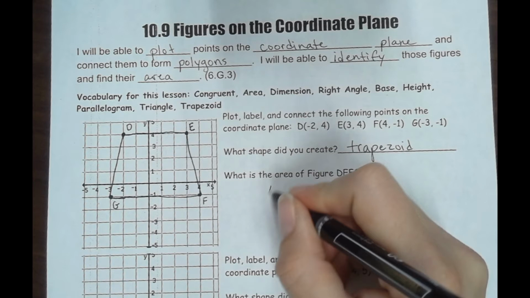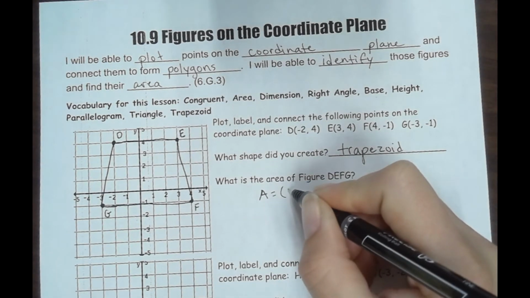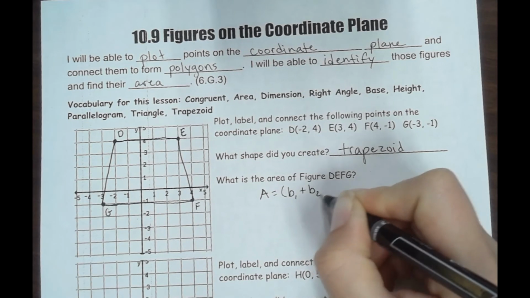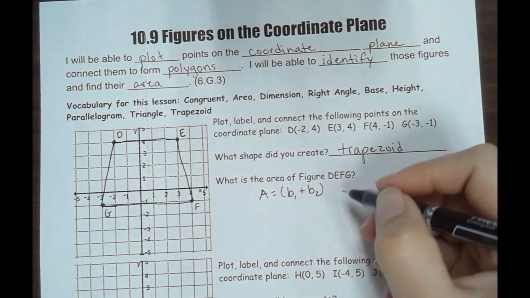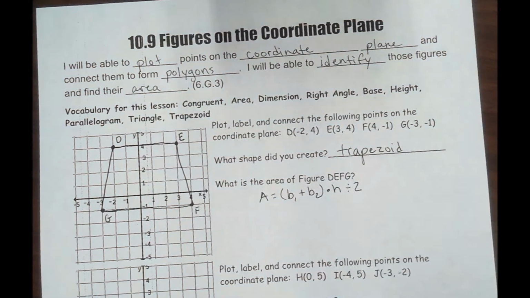Well, area of a trapezoid, quick reminder, trapezoid's a freakazoid. First you have to add the bases. So base 1 plus base 2. Then times the height, divide by 2. That's all that's left for you to do.